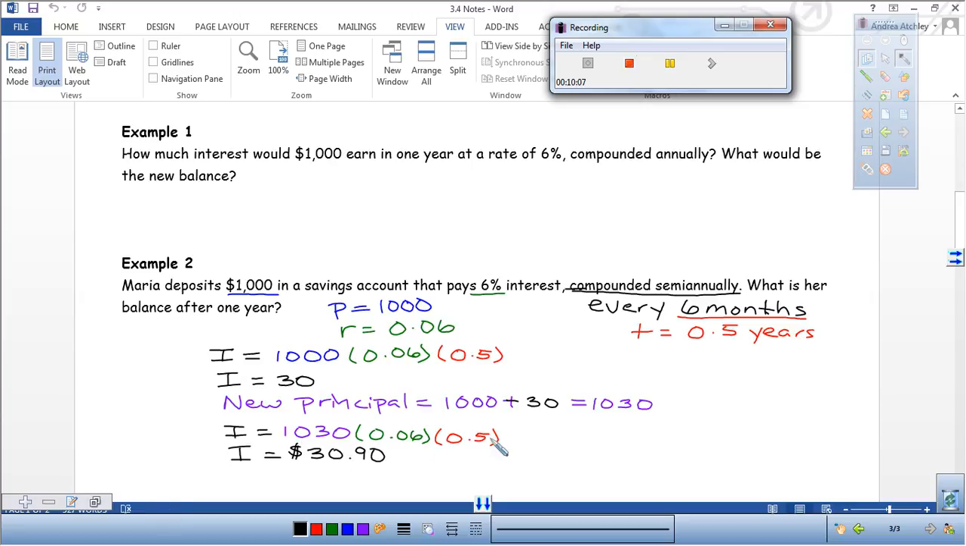She multiplied this all together. We're just doing the math on our calculators. Okay, so then for our total, I have to take my new principal of 1,030, and I need to add my new interest of 30.90 to get my new total of $1,060.90.